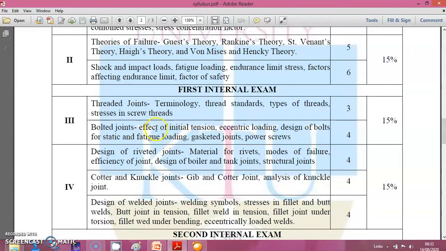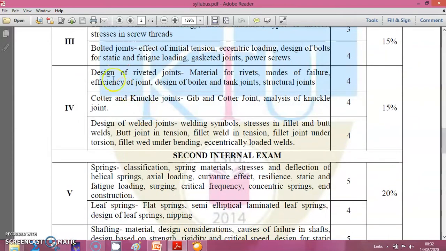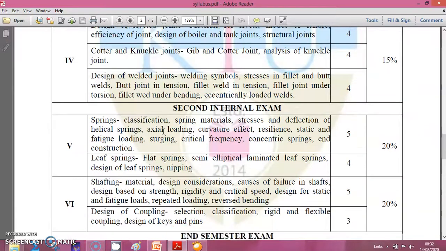Now the third module, we are having this fasteners, that is threaded joints, bolted joints. Then we have in the fourth module, design of riveted joints, cotter and knuckle joint, then design of welded joints. So we will be seeing the design of all these machine elements, and we will be using these equations and the details from the data book. So you know the importance of this data book, you have to get it now itself.